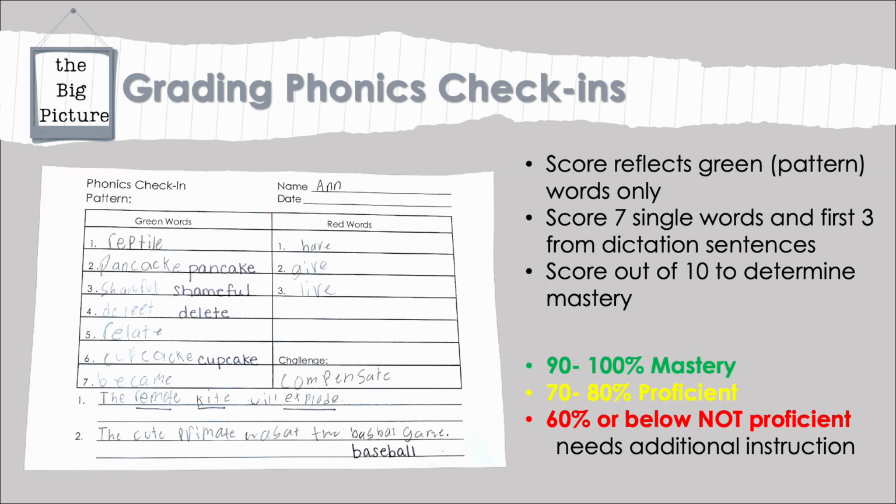Let's walk through how the scores are calculated. To keep the data simple, consistent, and meaningful, every weekly Phonics check-in is scored out of 10 points. Those 10 points come from the first 7 green pattern-specific words on the left-hand column. And in addition, the first 3 green pattern words within the dictation sentences.